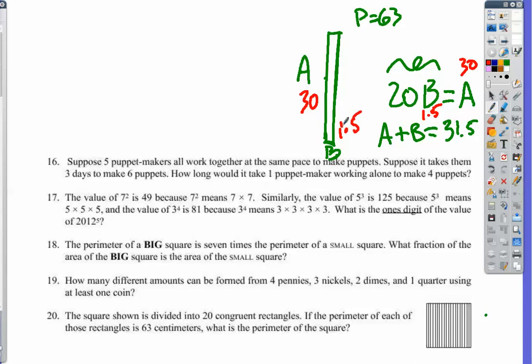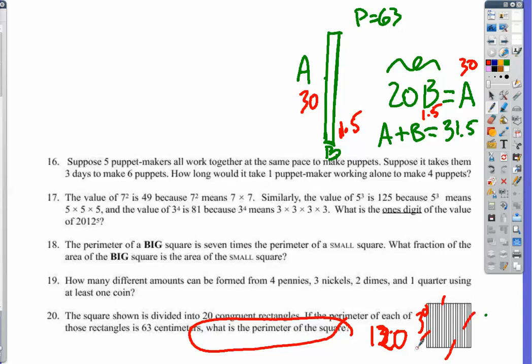Now, I'm not sure I need that 1.5 anymore, because it says, what is the perimeter of the square? Well, 30 times 30 is 900, but that's going to be the area. We want the perimeter, so it's 30 times 4. So the perimeter is 120. Thank you. I was thinking 30, because all sides are 30, so I have 4 of them.